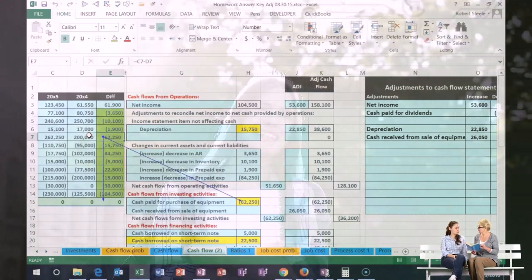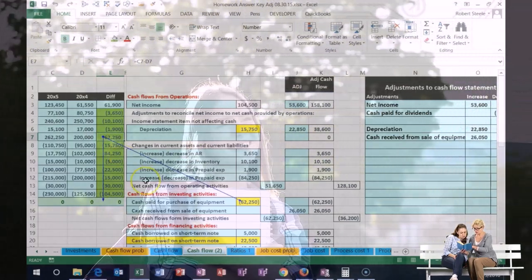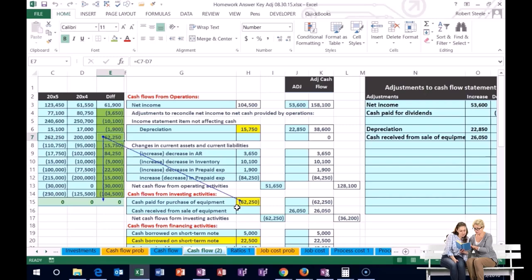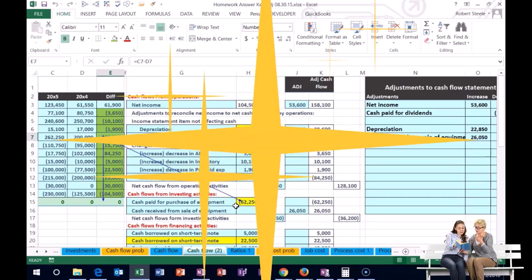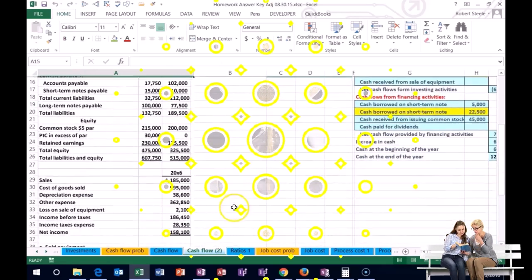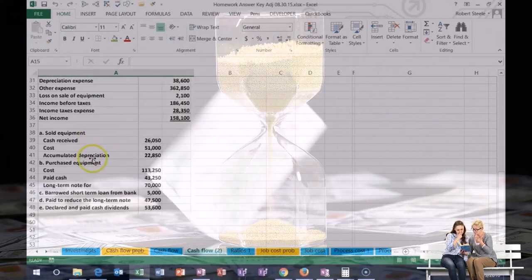So we sold something and we also purchased something for more than this. So this cash paid for equipment, it should be higher. We paid for something. If we look at the GL, we're going to see that there's something that we purchased that was more than that, and then it went down by this number. And if we look at our information over here, we might be able to see if they gave us some more information on that. So we sold equipment.